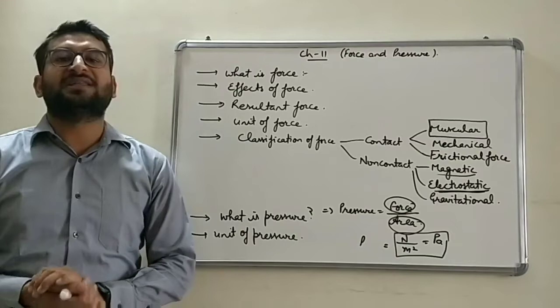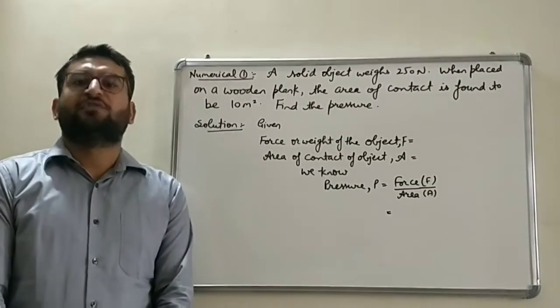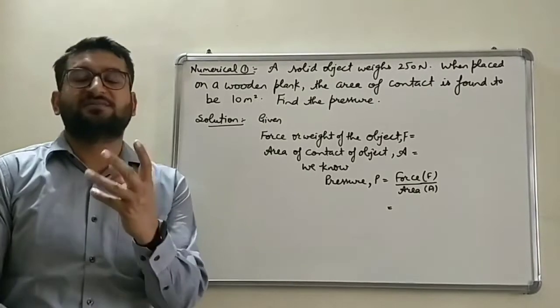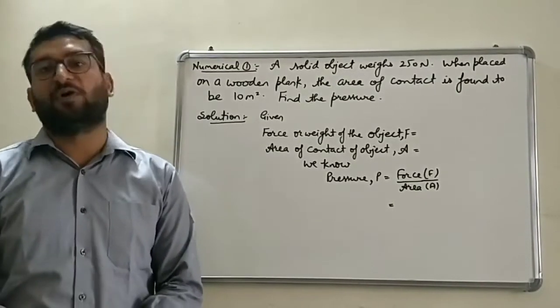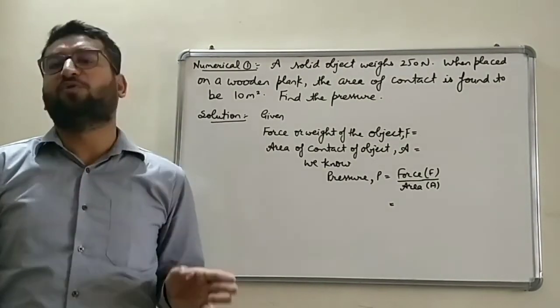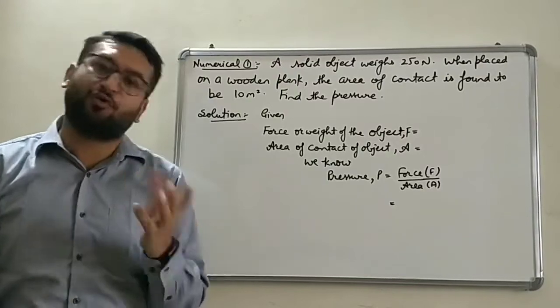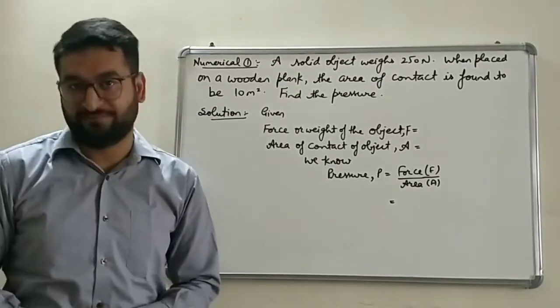Children, now we'll study the next topics of your chapter. Now students, we will study certain numericals based on the formula: pressure is equal to force upon area. For that we require two quantities. One is force, that is either the weight of an object, force or weight are the same thing, children, and the other one is the area which that object covers.